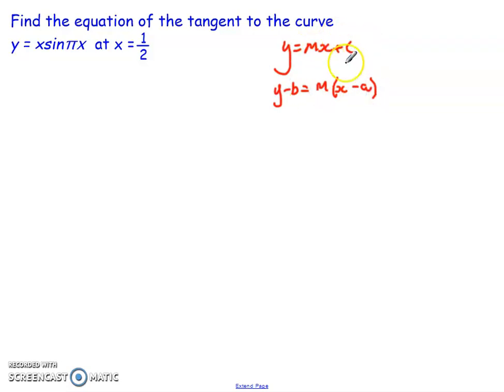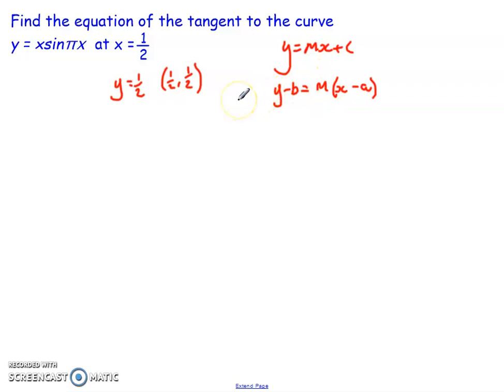So we need to know either the y-intercept or just a point. Well, we've got the x part of a point, so from that, I can calculate the y part to go along with this x equals a half. So that gives me a half times sine of pi over 2. Sine of pi by 2 is the equivalent of sine 90, which we know is 1. So it's a half times 1. So x is a half, y is also a half. So the coordinate, a half comma a half, is on that line, and I can use that for my a and my b.